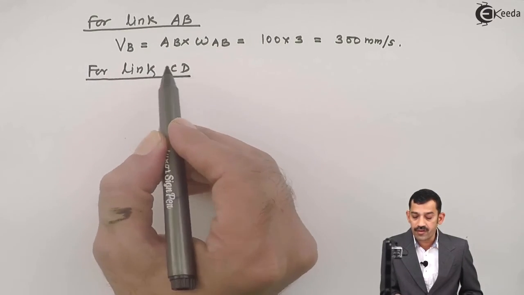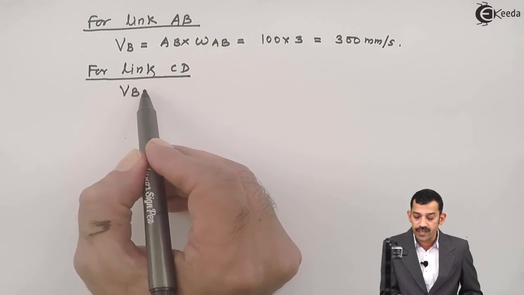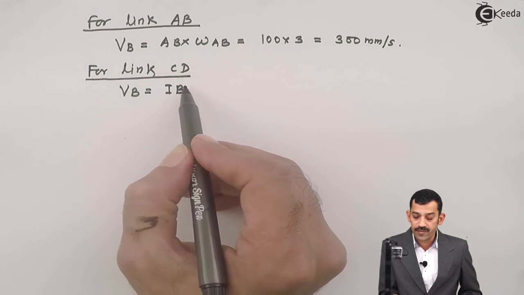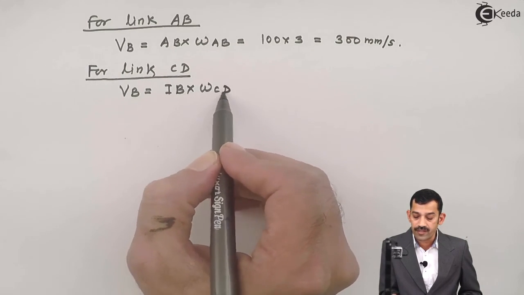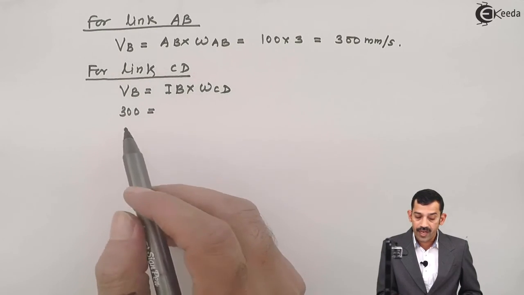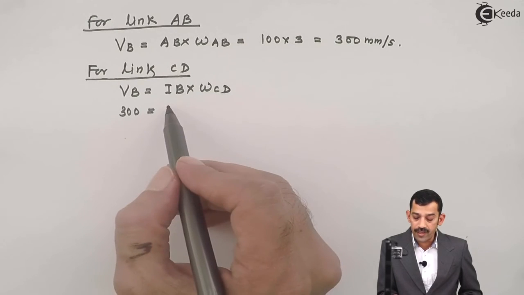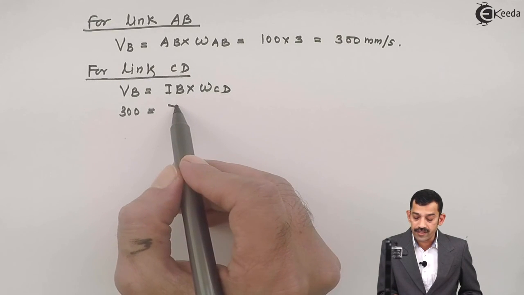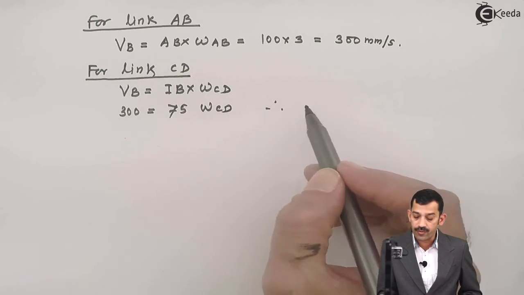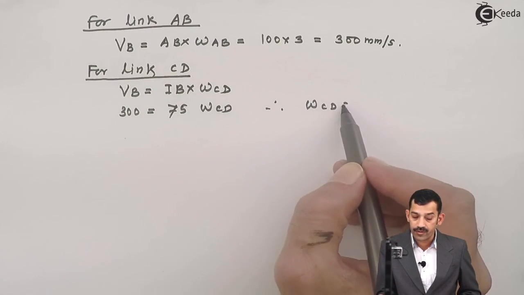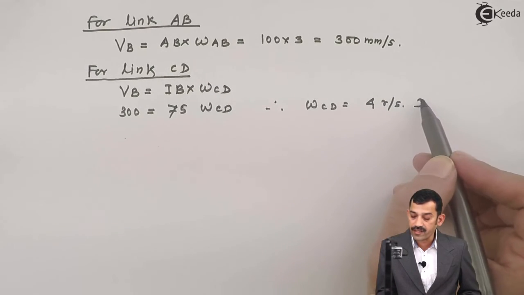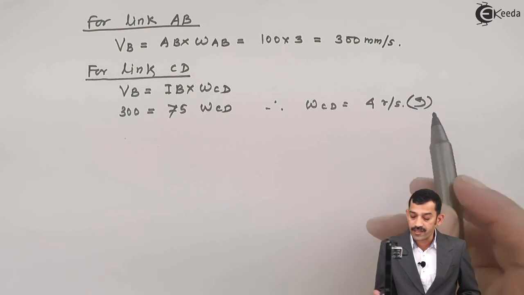Once we get this velocity, we select the next link, that is link CD. As B is a common point for this link, VB equals IB into omega of link CD. VB is 300 equals IB length you have calculated, 75 mm, into omega CD. Therefore omega CD comes out to be 4 radians per second, and the direction, already represented from the figure, is anti-clockwise.